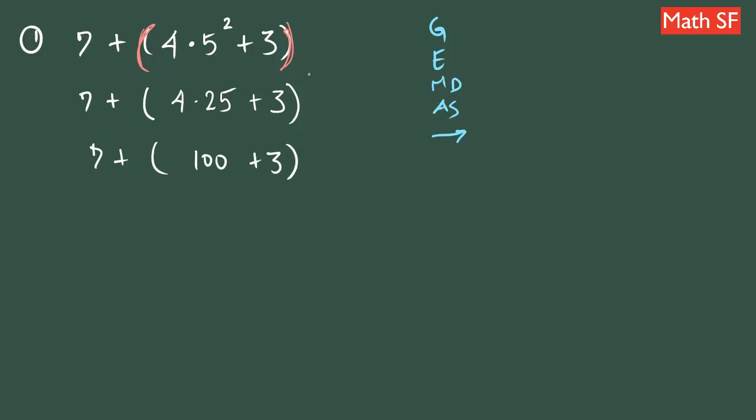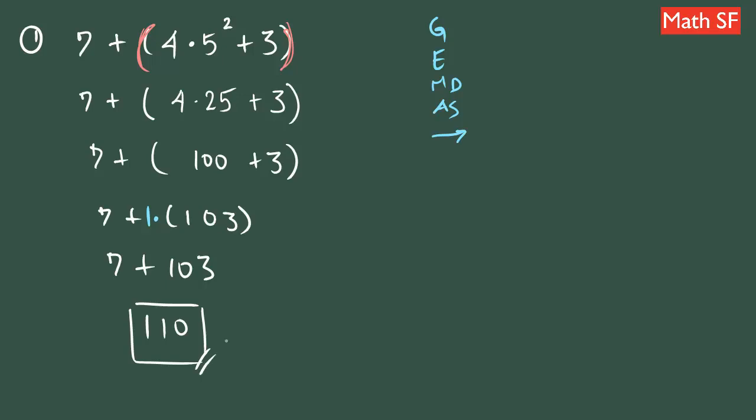You still have the parentheses. We just have to combine the inside. So 100 plus 3 should be 103. And yes, we still keep the parentheses. However, now I need to clear this parenthesis. To clear the parentheses, we have a phantom 1 in front of it. So 1 times 103 should be 103. Now you add 7 plus 103, which should be 110. So that's your final answer.